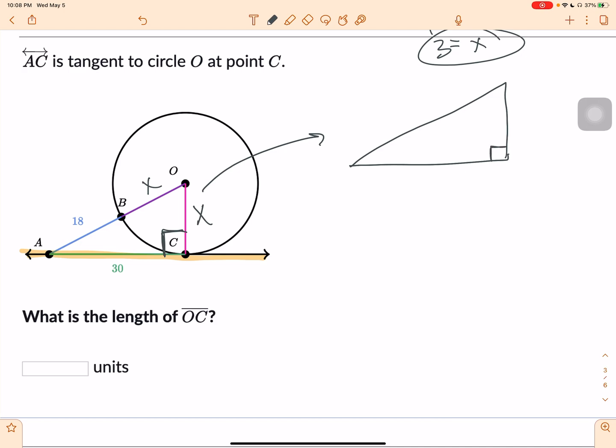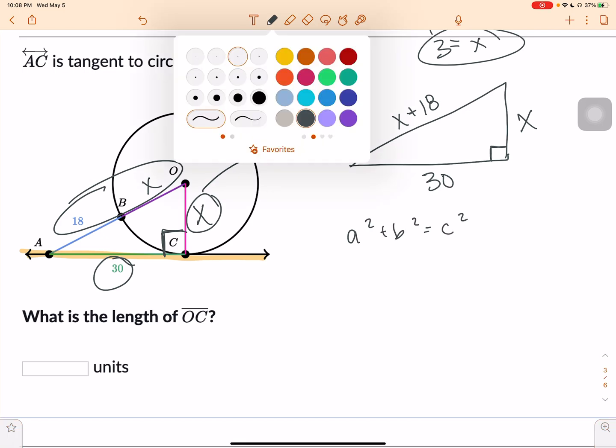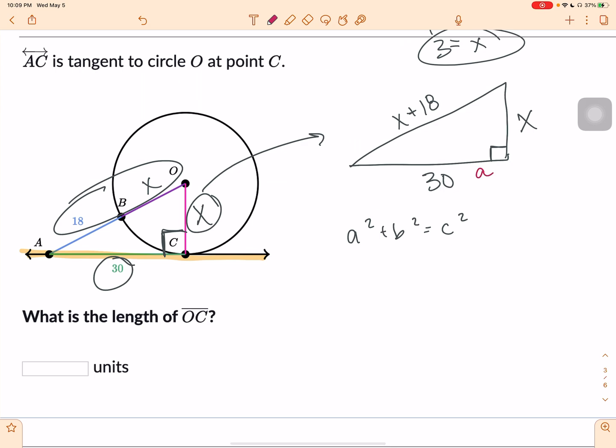This kind of helps us visually see it. The bottom here is 30. The right side is x. And then the hypotenuse is 18 plus x, or you can also write x plus 18. So the Pythagorean theorem is a squared plus b squared equals c squared. Well, the legs are a and b. It doesn't matter which one's which. The hypotenuse is always c. So we have 30 squared plus x squared equals x plus 18 squared.